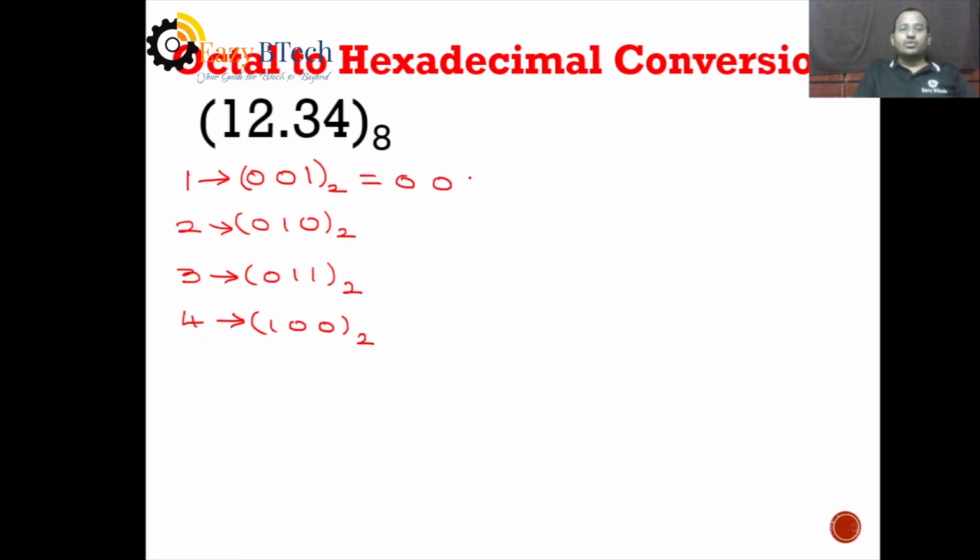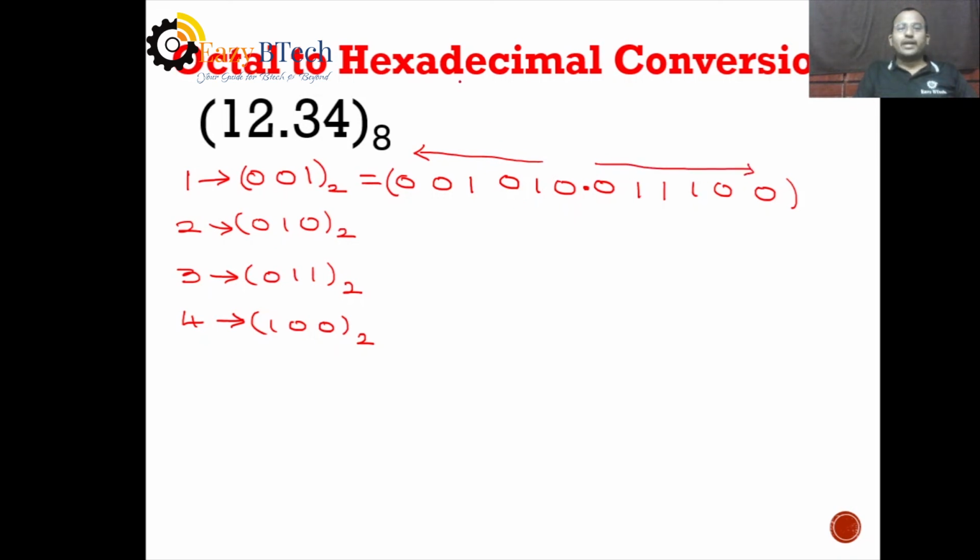Now write the number 001 010 011 . 100. This is having both integer part as well as fractional part, so put the radix point appropriately. Scan the number for the integer part from right to left. For the fractional part, scan the number from left to right.